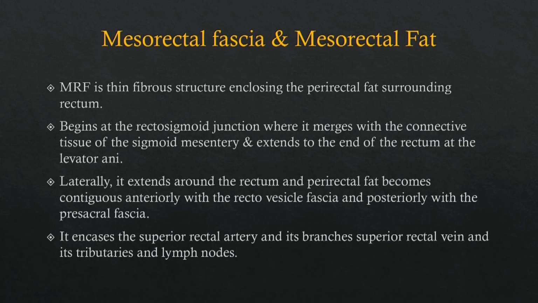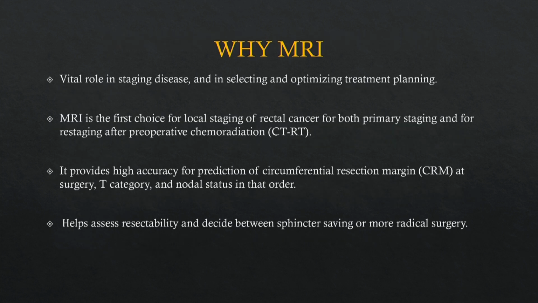Now coming to the concept of the mesorectal fascia: like every bowel and the rest of the colon, the rectum has its own mesorectal fascia and mesorectal fat. It is a thin fibrous structure enclosing the perirectal fat surrounding the rectum. It begins at the rectosigmoid junction with the connective tissue of the sigmoid mesentery and extends to the endorectum at the levator. Laterally, it extends around the rectum, and the perirectal fat becomes contiguous anteriorly with the rectovesical fascia and posteriorly with the presacral fascia. It encases the superior rectal artery and branches of the superior rectal vein and its tributaries, including the lymph nodes.